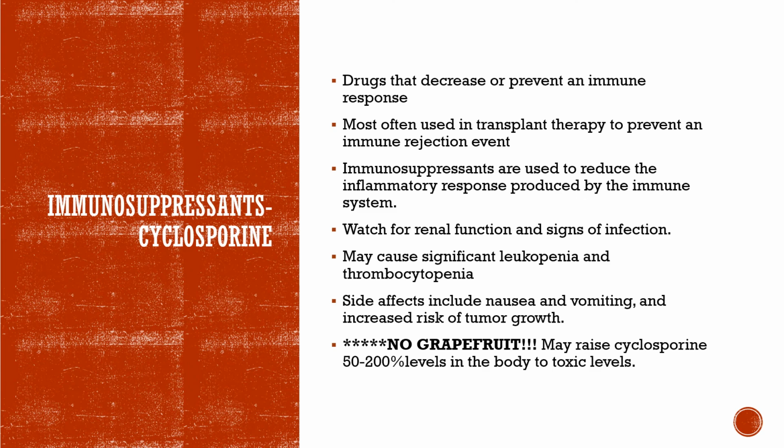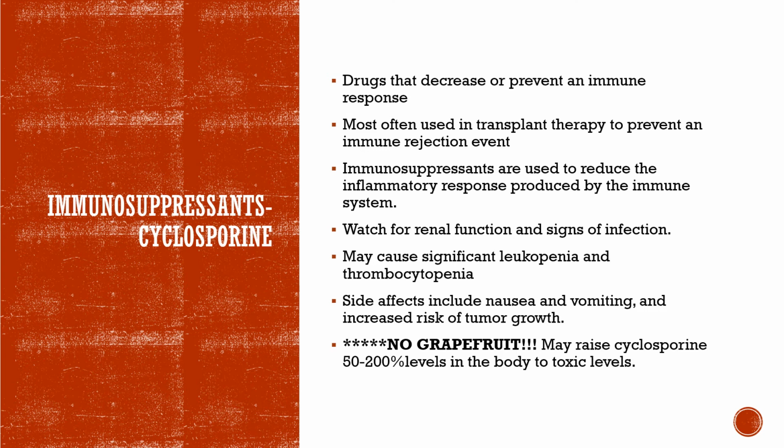So when we talk about immunosuppressants, we're talking about drugs that either decrease or prevent an immune response. We're going to talk about cyclosporine first, or Sandimmune is the other name for that. And this drug is mostly used in transplant therapy to prevent an immune rejection event, but it can also be used in some cases of autoimmune diseases as well.